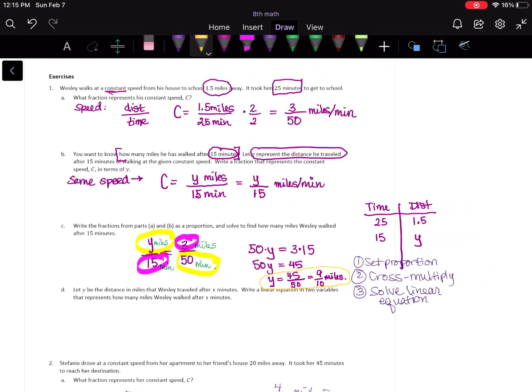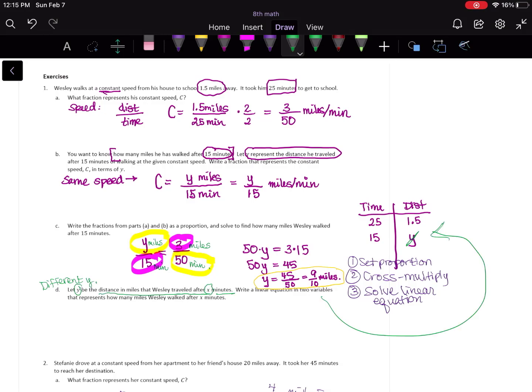So let's go on and look at the last part. Let y be the distance in miles that Wesley traveled after x minutes. Now, I want to point out this is a different y than in the previous part of the problem. We can now think of the y we used in C as being known as 9/10 or 0 and 9/10 miles. So what we're asked to do here is to write an equation in two variables that represents how many miles Wesley walked after x minutes.